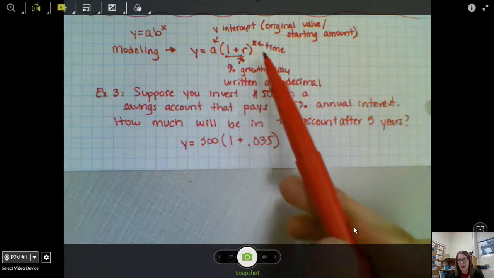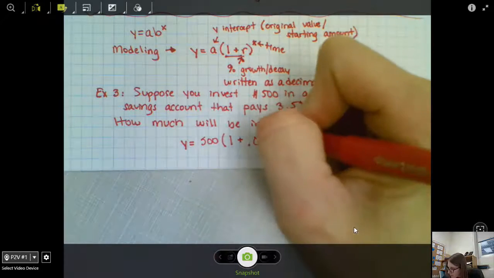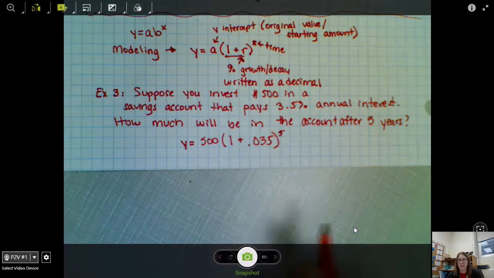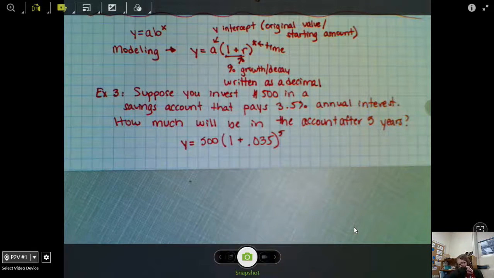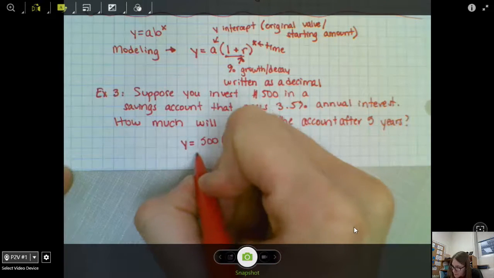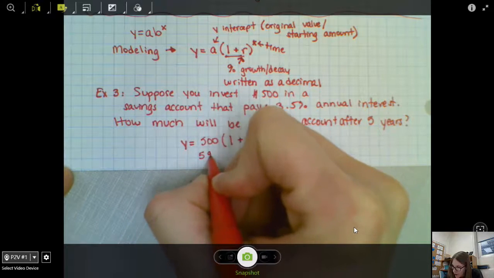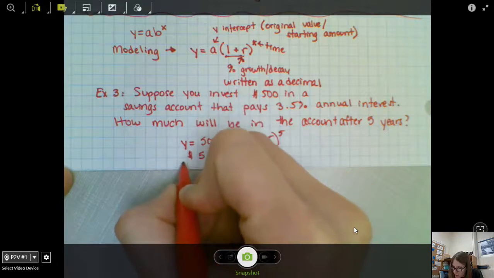And then x is my time. Well, we're looking at how much will be in the account after 5 years. So we want to find this to the 5th power. Okay, we can type this straight in the calculator to get our answer. And when you type this in, we'll have $593.84.